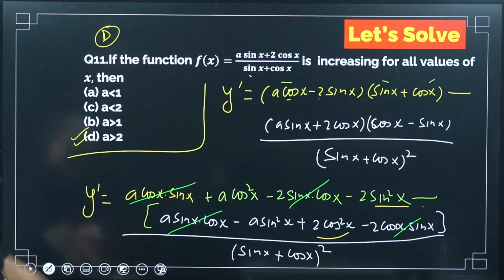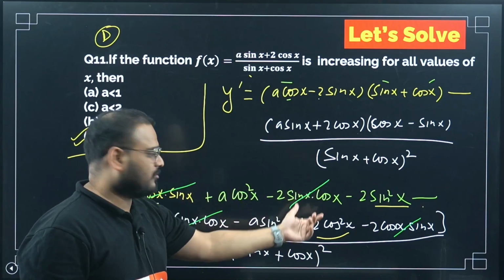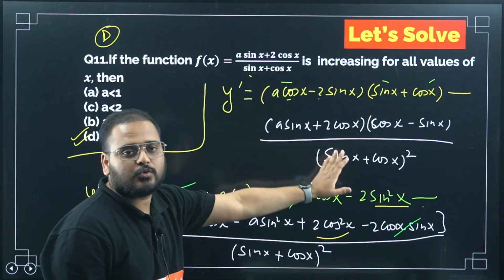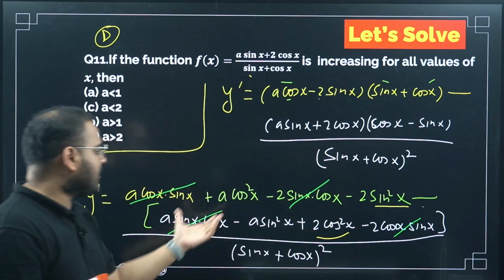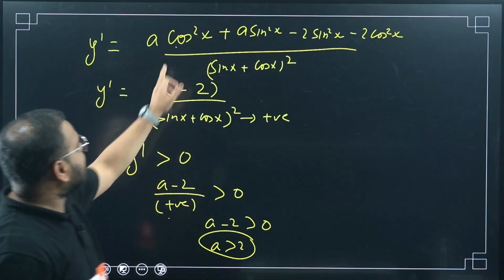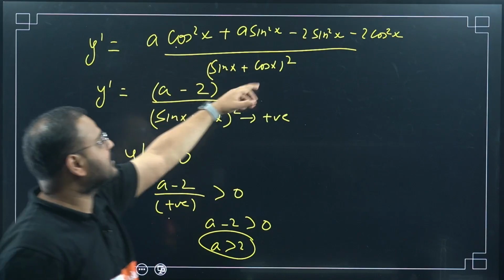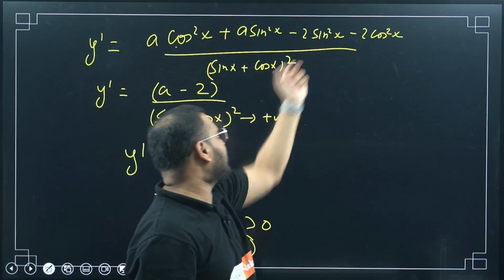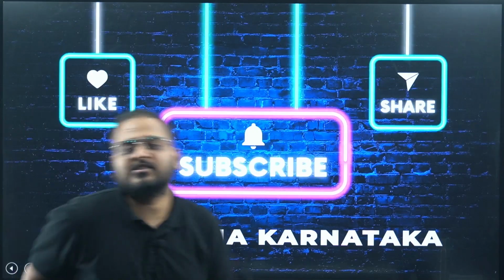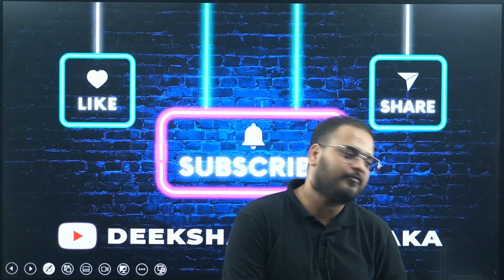I hope you understood this. Calculative is there, but not that complicated. You just do the quotient rule, use the expansion, do the multiplication, cancel out the common terms, and then use the identity. Sin square plus cos square is 1, so that's why a comes. Sin square plus cos square is 1 again, that's why minus 2 comes, and we got this as positive. That is all from this session. I hope this was very helpful.